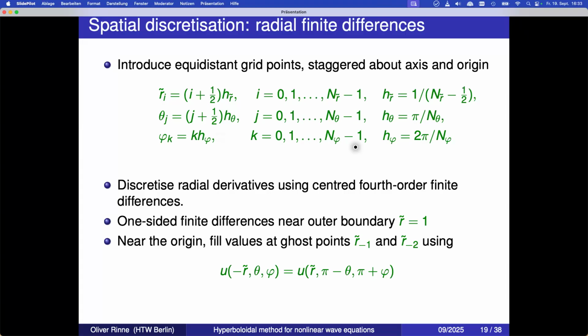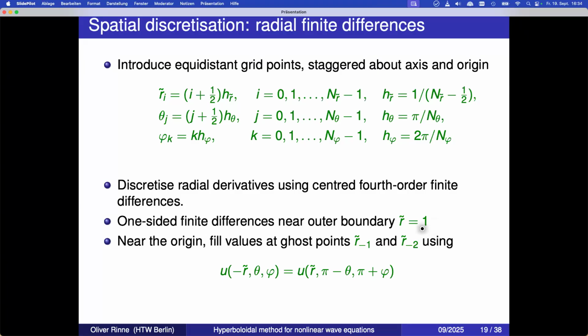Now, for the radial discretization, I use centered fourth-order finite differences, which is fairly standard. Near the outer boundary, r tilde equals 1, I use one-sided finite differences, which is appropriate because we know that all the characteristics point outwards at the outer boundary. So we can use one-sided finite differences there.